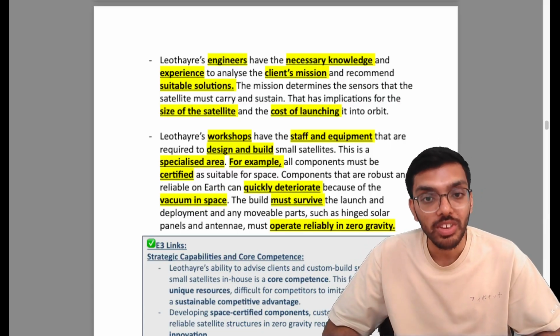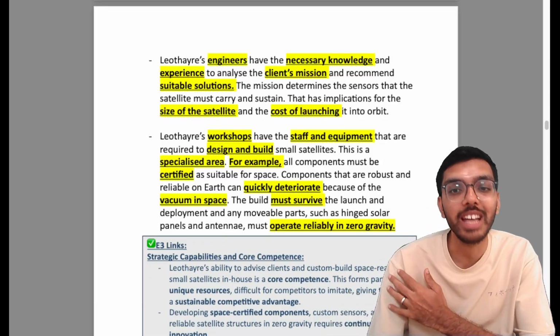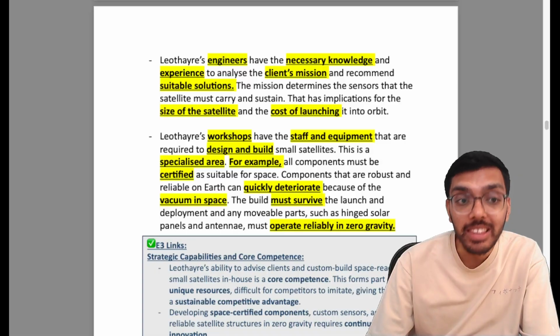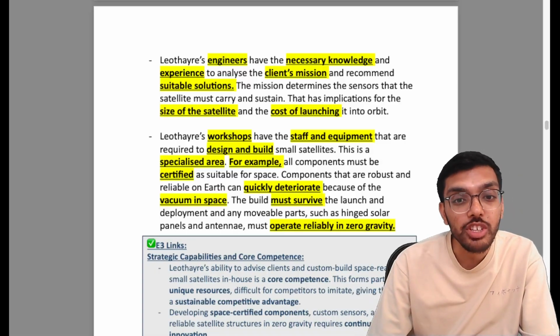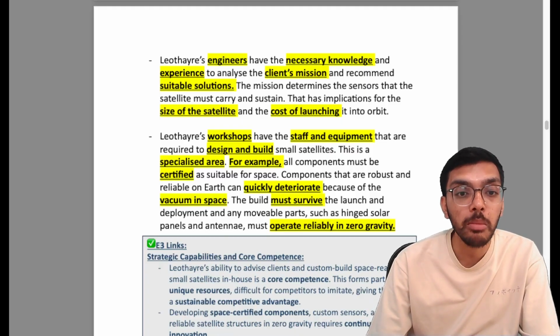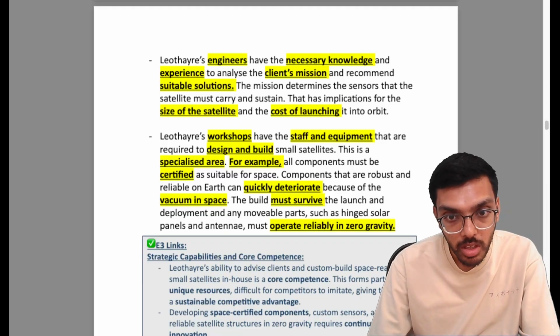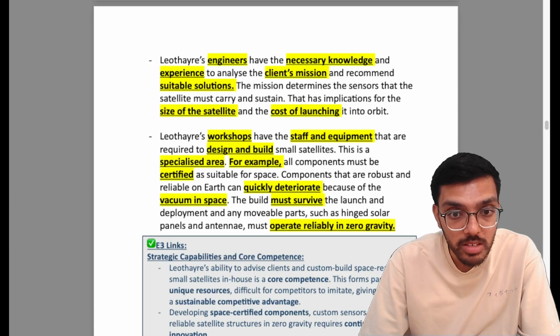Leothayre's workshops have the staff and equipment that are required to design and build small satellites. So we have the workshops as well and the equipment as well. This is a very specialized area, as you can imagine. For example, all components must be certified as suitable for space. Components that are robust and reliable on Earth might not be good enough for space.